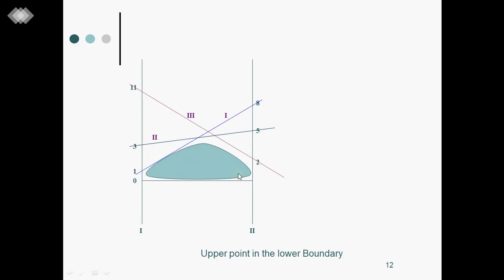When it is a 2 by n game, you identify the lower boundary. You can shade it or hatch it. In that lower boundary, you take the highest or upper point. Lower boundary is very simple: it is the lower portion of the graph, nothing else. In that, take the highest point or upper point.